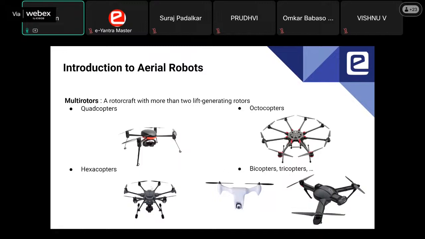These systems are known as over-actuated systems, because we need only four rotors, and these are six and eight. So it is over-actuated; there are more rotors than needed. And then you come to bicopters and tricopters. These are, you can say, under-actuated systems, and the purpose of these is specific to the application you want to do. So for our case, quadcopter is more than enough.